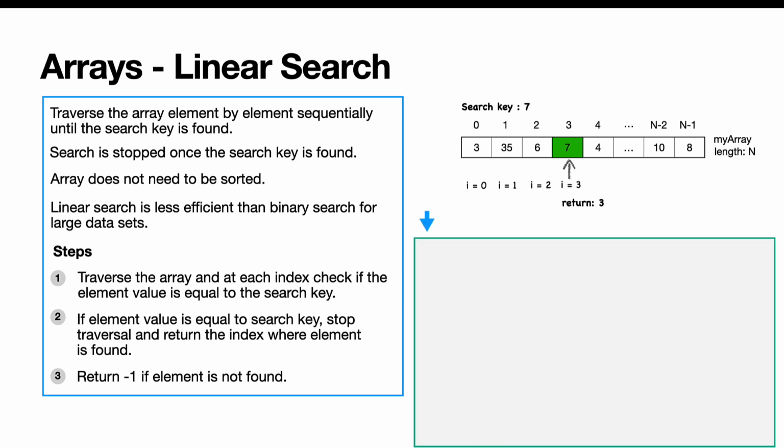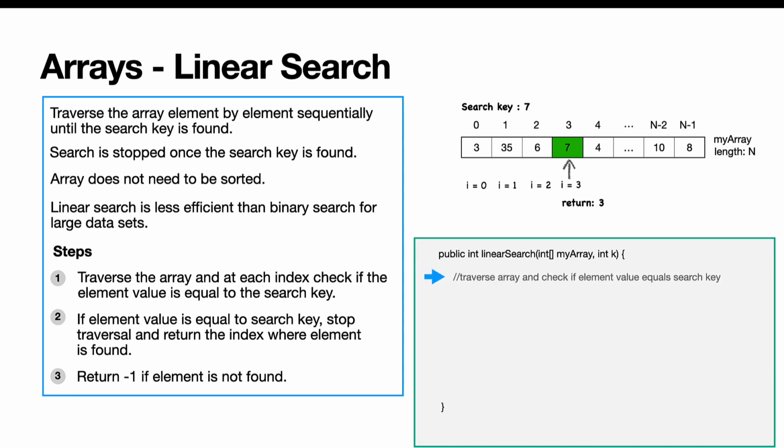Let's now look at sample code. We define a method named linearSearch that takes the search array and the search key k as parameters and returns the index at which the key is found. -1 will be returned if the key is not found in the array.